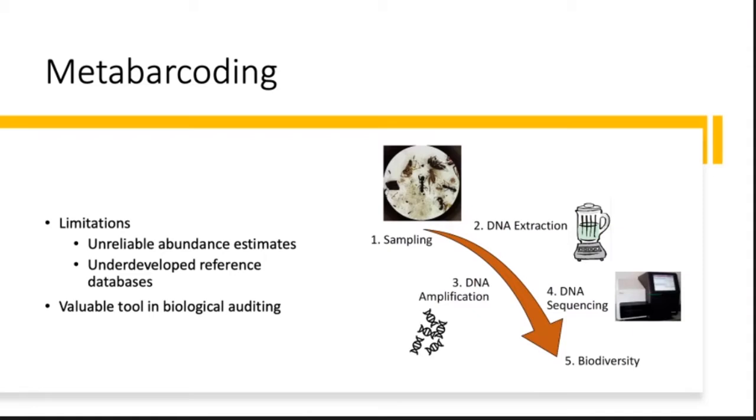The other thing is the underdeveloped reference databases. Because the invertebrate community is so diverse, there's a lot of species that aren't in the reference databases. Those you can only identify to family or order level based on the other species that are in the reference database. This can be a major limitation. However, you can still use those sequences and where they show up in your community data to see how the communities are changing over time. And it can still be a very valuable tool in biological auditing.